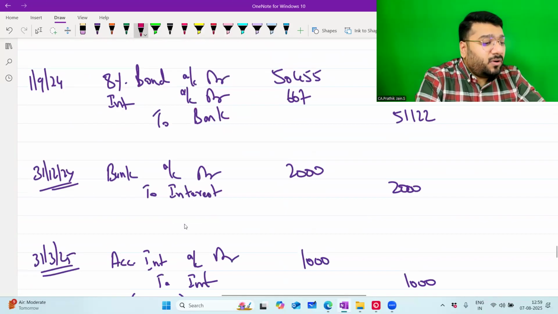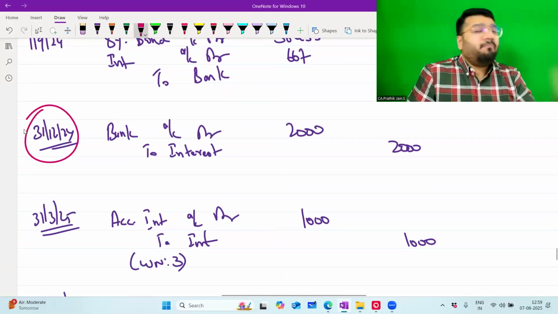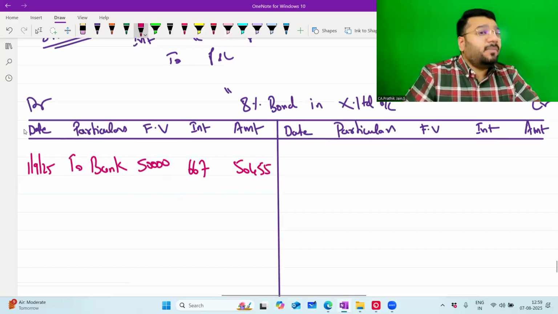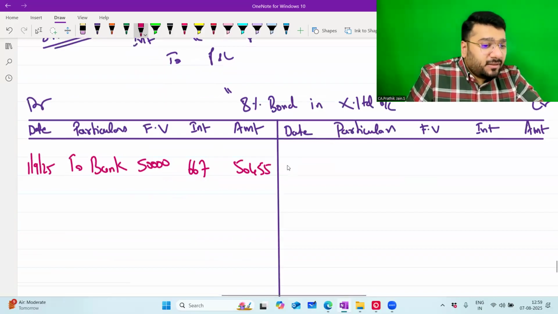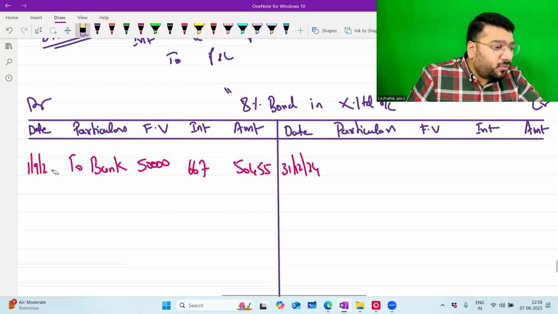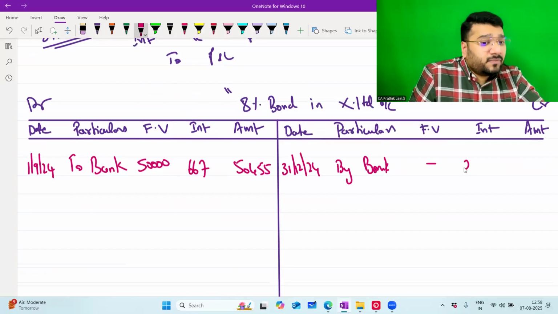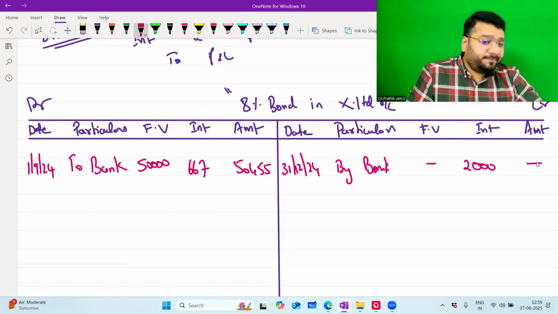Next entry on 31/12/24. Bank to interest. In interest, by bank. Income. Credit all income and gains. Record on the income side, the credit side. 31/12/24. It's not 25, not 24. By bank. Face value nil. Interest is 2,000. Investment is nil.